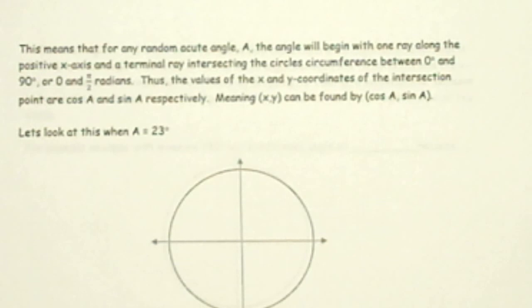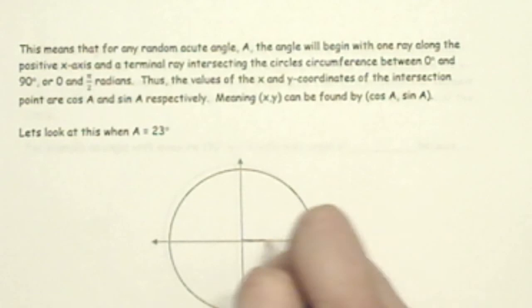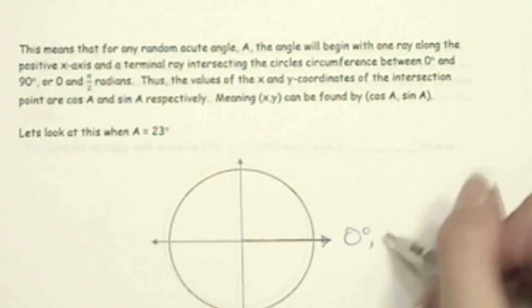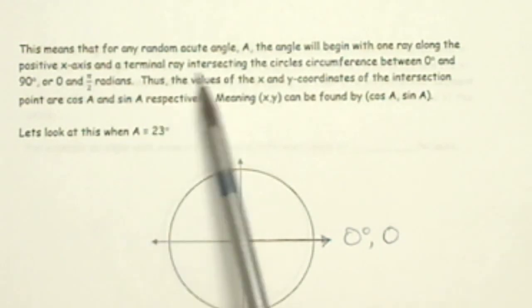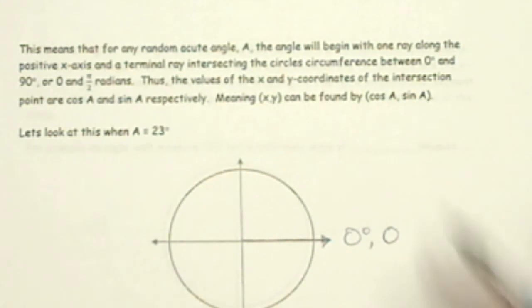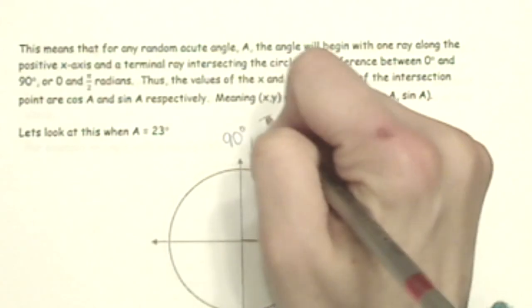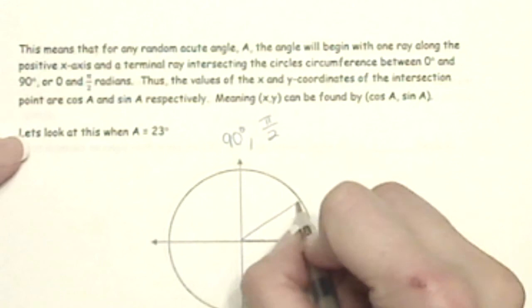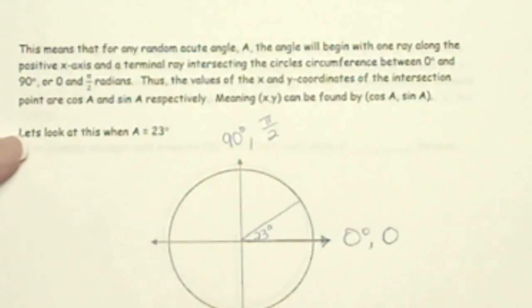So for any random angle, we'll say A, the angle will begin with one ray along the positive x-axis, going to 0 degrees, or 0 radians, and a terminal ray intersecting the circle circumference between 0 and 90, or 0 and pi over 2 radians, because 90 degrees is pi over 2 radians. Thus, the values of the x and y coordinates of the intersection are cosine A and sine A, respectively, meaning that the xy coordinate can be found by cosine, sine. So let's look at an angle of 23 degrees.